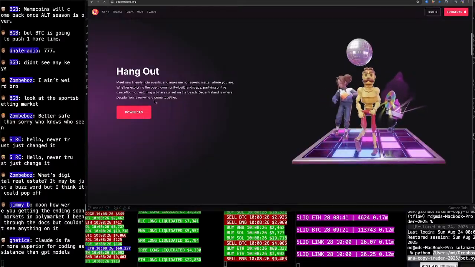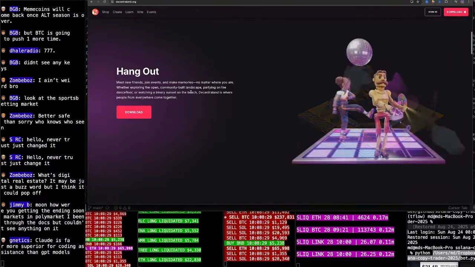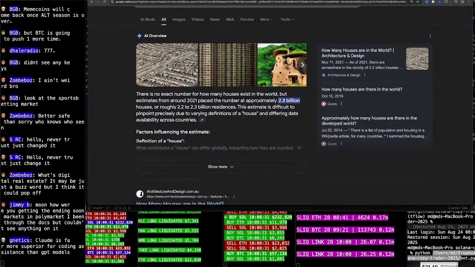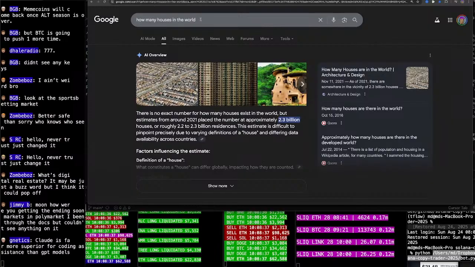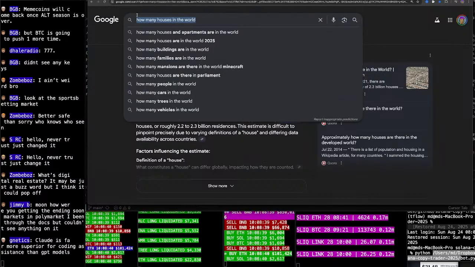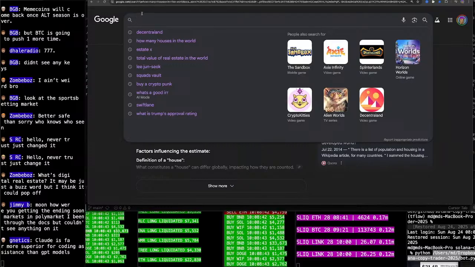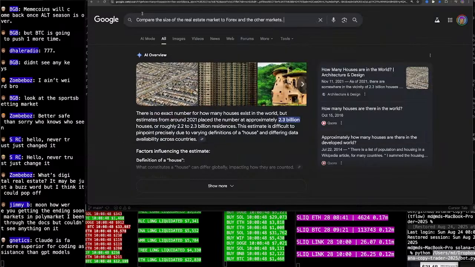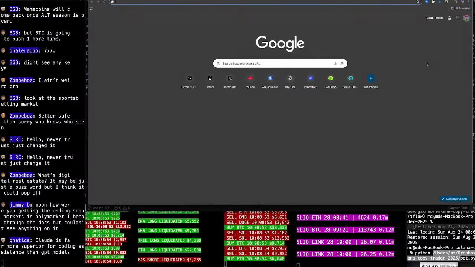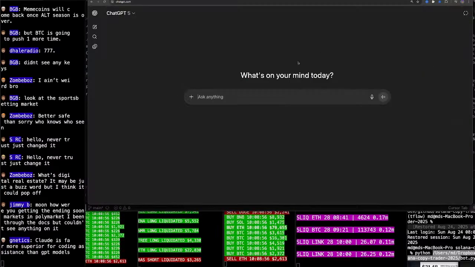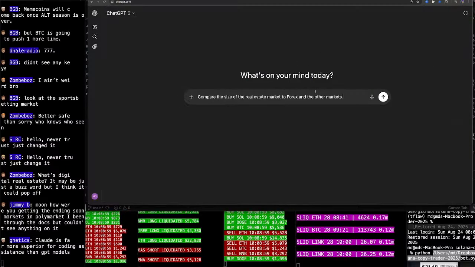So I'm interested in any type of digital real estate ideas because real estate, again, is the biggest market in the world. Maybe not the biggest market in the world, but Forex might be bigger. Compare the size of the real estate market to Forex and the other markets. Okay, I got to use AI for that. Look at him, dude. He uses Google for AI type things and is disappointed. How big is real estate in comparison to the other markets? I'm trying to get a grasp on how big of a size it is.